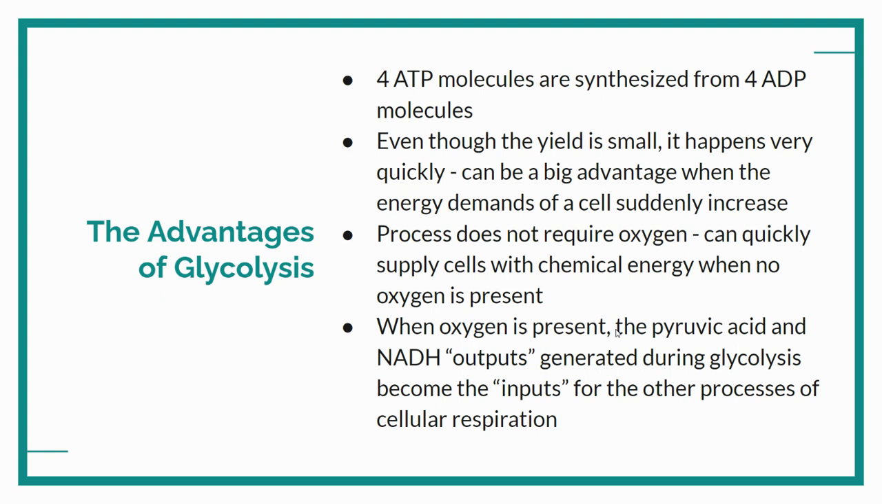But besides speed, another advantage is that it does not require oxygen. This means that glycolysis can quickly supply chemical energy to cells when oxygen is not available. But when oxygen is available, that pyruvic acid and the NADH outputs that are generated become the inputs for our next 2 processes. So when we don't have a lot of oxygen, our body can be doing a lot of glycolysis. And as soon as we start to get more oxygen, bam, our bodies can start to finish the process of cellular respiration.